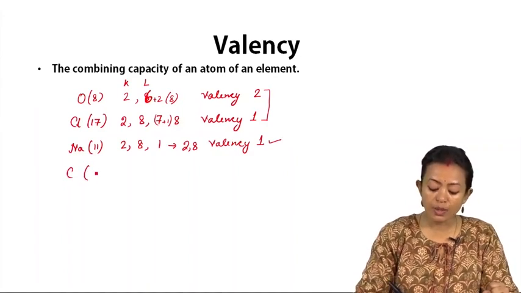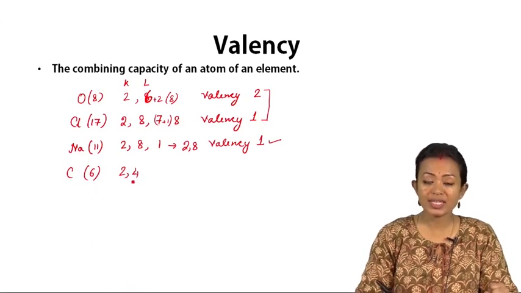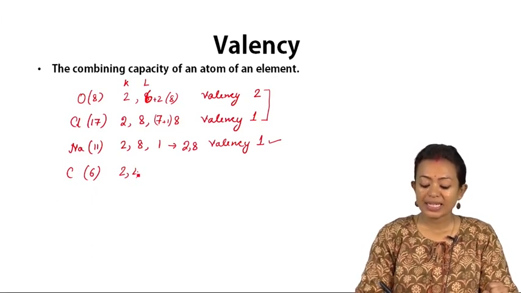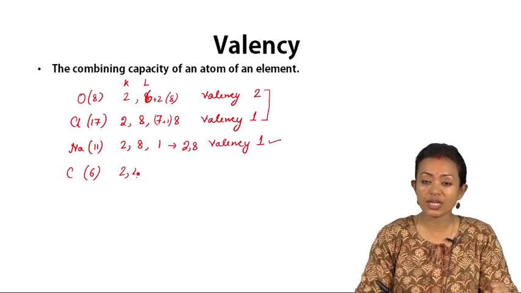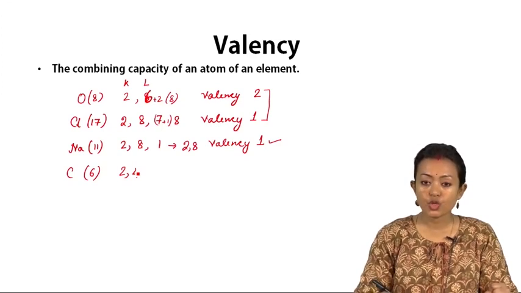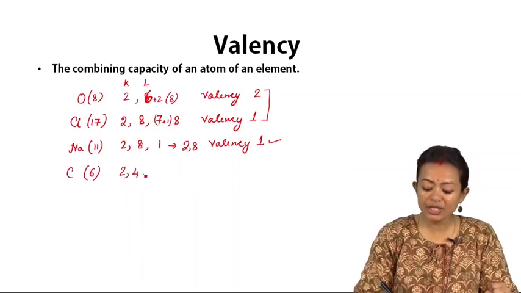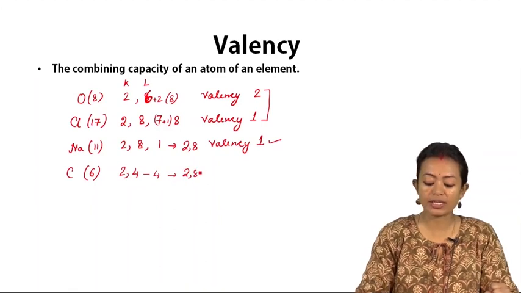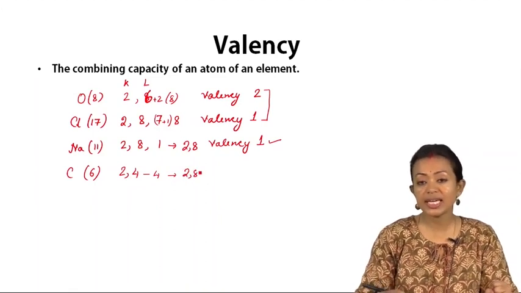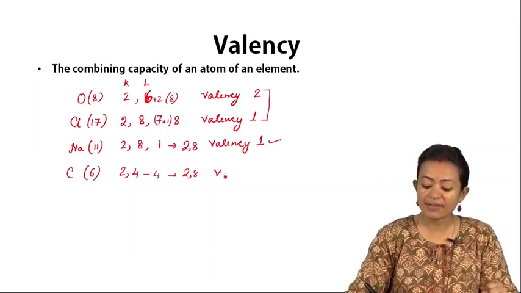In the case of carbon, we know that the atomic number is 6, that is 2 and 4. Now, in this case, we see that the second shell, that is the L shell, has half the maximum number of 8 electrons. So what does carbon do? It neither gains nor loses electrons. It simply shares electrons, and thus it takes up the configuration of 2 and 8. Because it is sharing pairs of electrons along with another atom, the valency of carbon becomes 4.